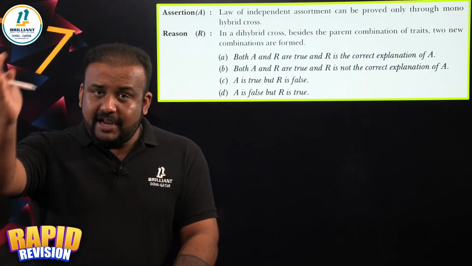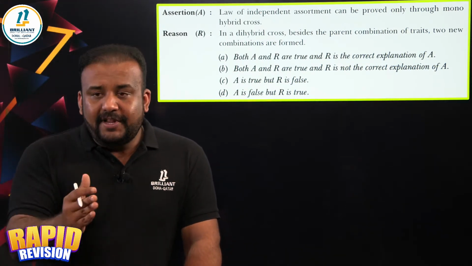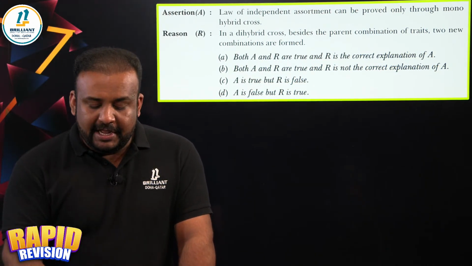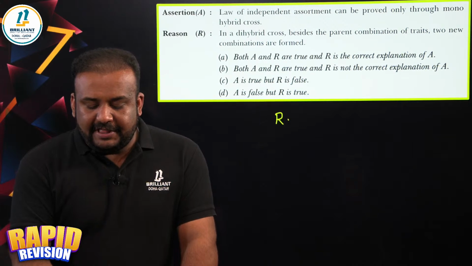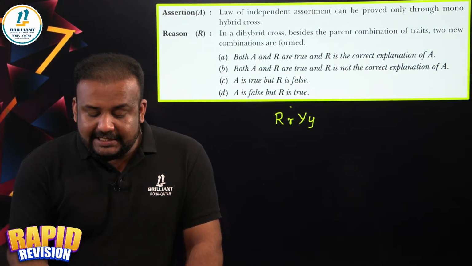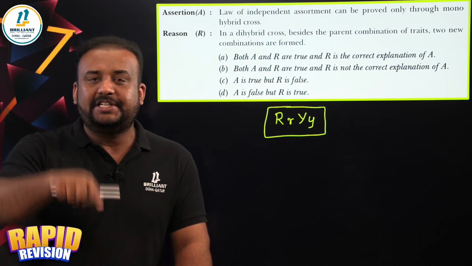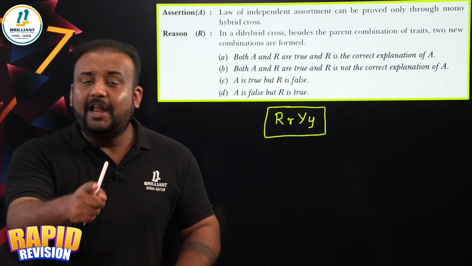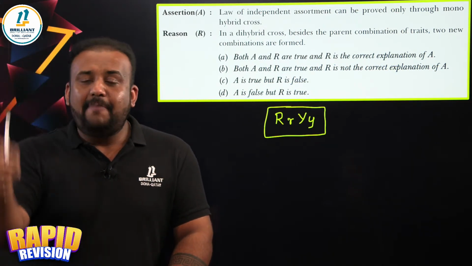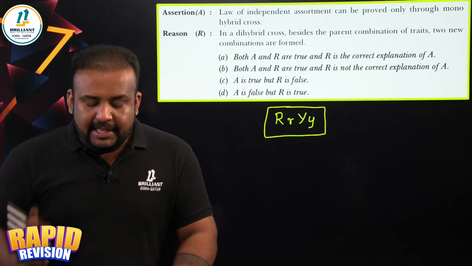Many of the students have a confusion related to what is the meaning of this independent assortment. So after this explanation, you should not have any doubts. Consider an individual with a genotype capital R small r and capital Y small y. This is an individual who is heterozygous for both the characters, seed shape and seed color. Capital R is the factor for round, small r is the factor for wrinkled, capital Y is the factor for yellow color, small y is the factor for the green color.